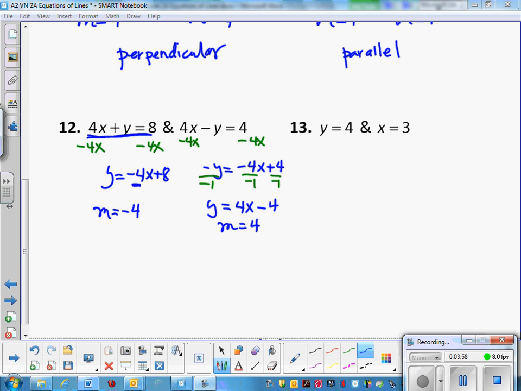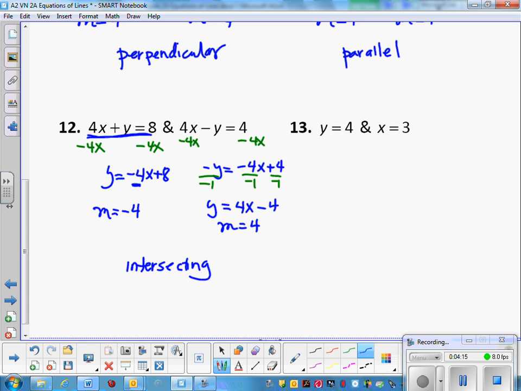Are they parallel? No, because they're not equal. They're not the same. And are they perpendicular? No, because they're not opposite reciprocals. So we'll just say that these two lines are intersecting.